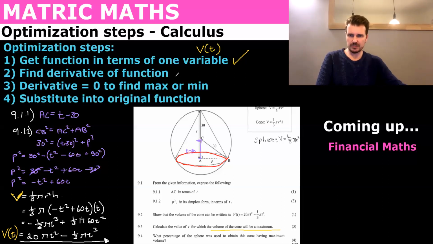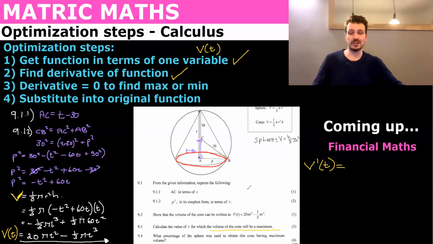Find the derivative of the function. That's what we're going to do next, because it says calculate the value of t for which the cone will be a maximum. So what we're doing is we need to go back to our steps if we get confused. Get the function in terms of one variable. Look and see, yes, we did that. Okay, the first few were just kind of giving us marks, really. Then find the derivative of the function. Okay, so we need to do that. So we need to find the derivative of V(t). Now, if they don't tell you that, when in doubt, find the derivative on these, because that's going to be marks.